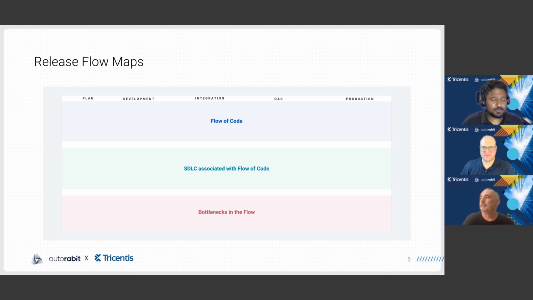Under the flow of code, we capture the environments, like for example your Salesforce, your version control, your ALM systems like Jira. Under the SDLC associated with the flow, we capture how people are interacting with each other, with the system, with the tools, and so on and so forth. And under bottlenecks, we capture the challenges that you're having at that particular stage, or that particular meeting of minds, if you will. So let me show you how this actually looks.